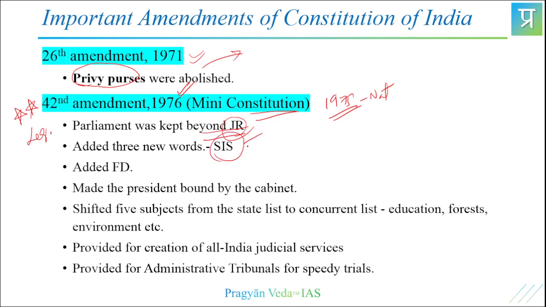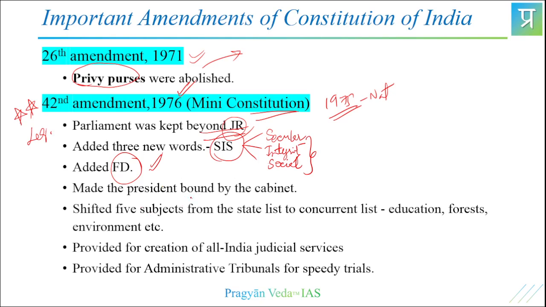It added 3 new words. If you remember, there were other centralizing tendencies, mostly driven by socialistic principles. We had socialist, secular, and integrity. There were 3 socialistic principles adopted within the Preamble. Then it added fundamental duties, again in line with socialistic principles, like Russia, the then USSR.